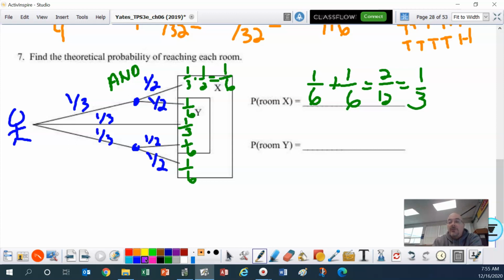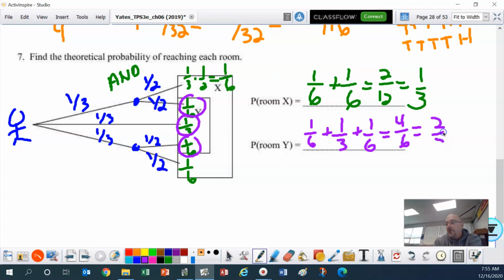All right, so the next one, room Y, there are three paths, so 1/6 plus 1/3 plus 1/6. Okay, that ends up being 4 out of 6, which ends up being 2/3. Obviously it should be whatever is left over from room X, right? If room X is 1/3, room Y has to be 2/3. All right, let's keep going.